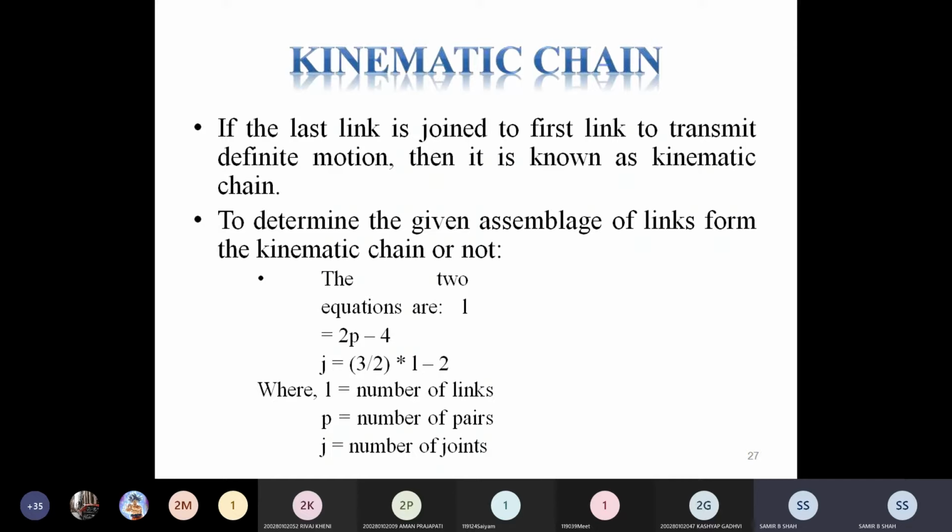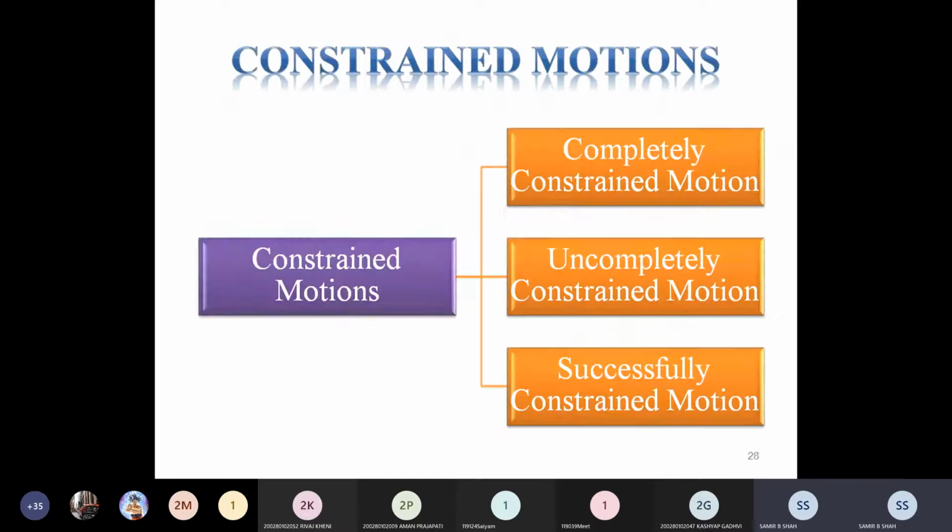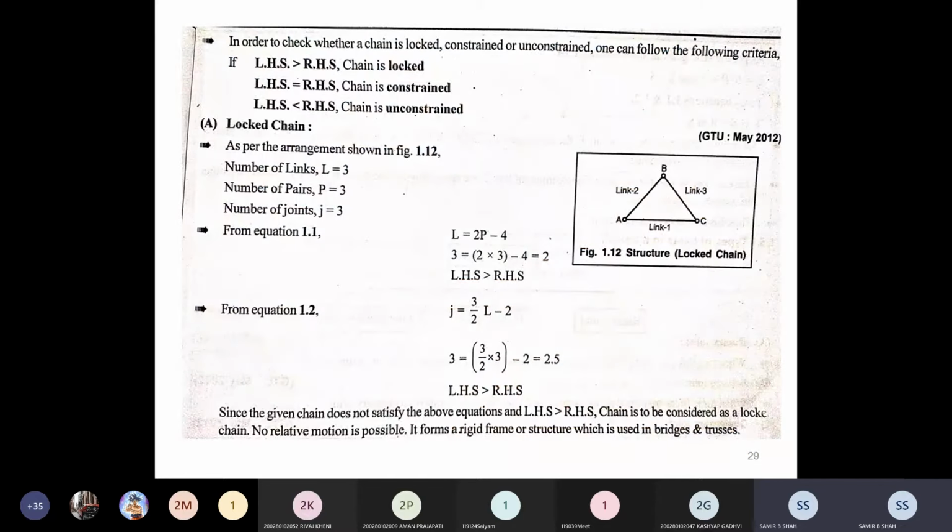And if the left-hand side is higher, then it is called a locked chain. You remember the equations one by one. When the left-hand side is greater than the right-hand side in L = 2P - 4 and J = (3/2)L - 2, it is called a locked chain. If the right-hand side is greater, it is called an unconstrained chain, and if both sides are equal, it is called a constrained chain. I will show you with some basic equations.